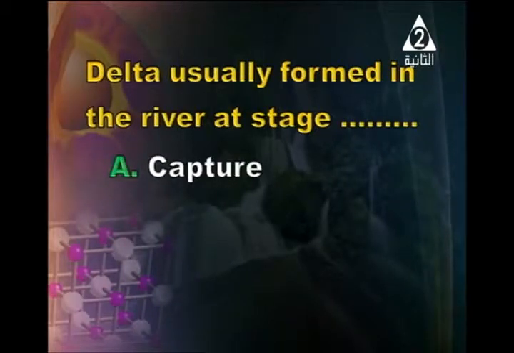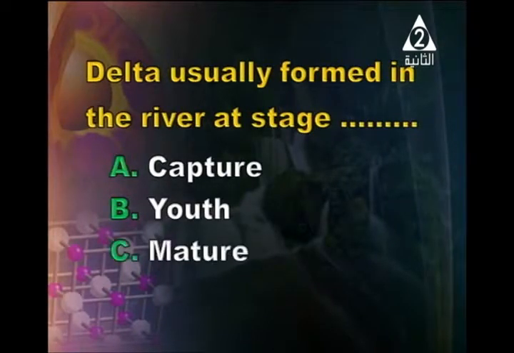Delta is usually formed in the river at which stage? Is it the youth stage, mature, or old stage? We know that delta is formed when the river meets the sea, so it is in its last stage, which is the old stage.